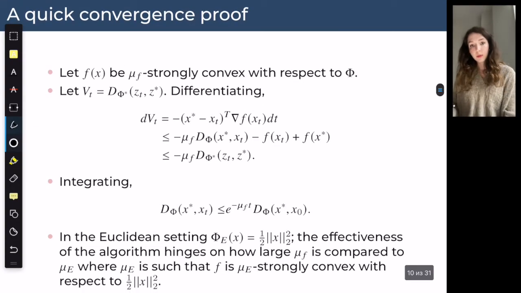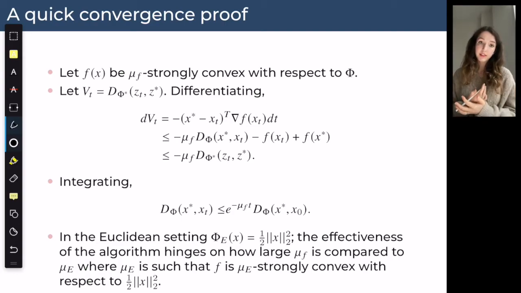The last thing I want to do is just give a very quick convergence proof of mirror descent, just so we have a little bit more insight into why mirror descent can potentially be useful, specifically why it is more useful than just this projected gradient descent.